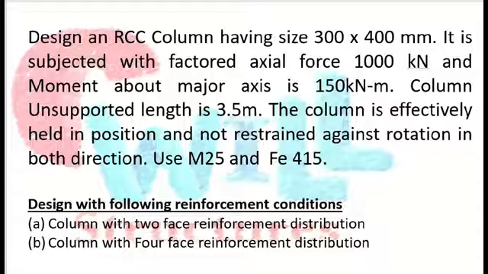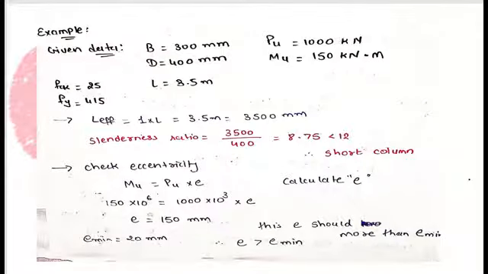Now let's start the solution. See, the given data is written. Size of column is 300 by 400 mm. The unsupported length of column is 3.5 meter. Factored axial load is 1000 kN and factored moment is 150 kN·m. We can use fck 25 N/mm² and fy is 415 N/mm².